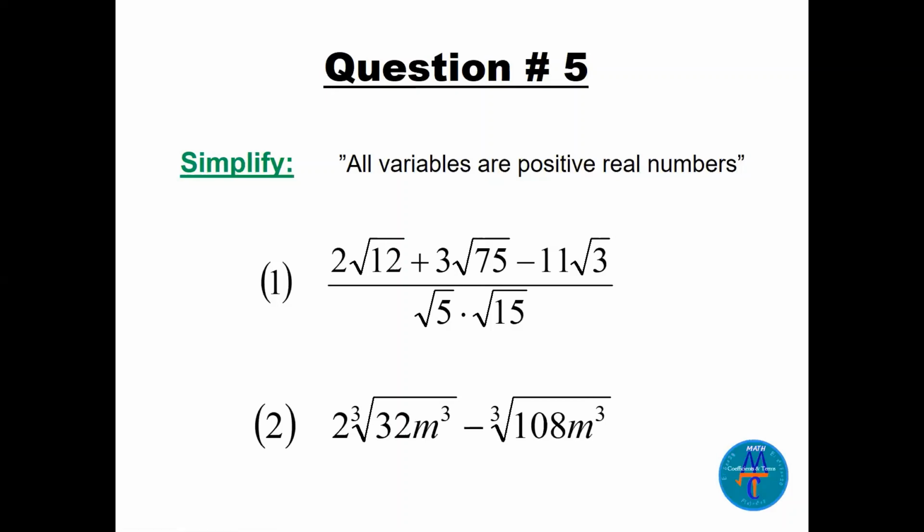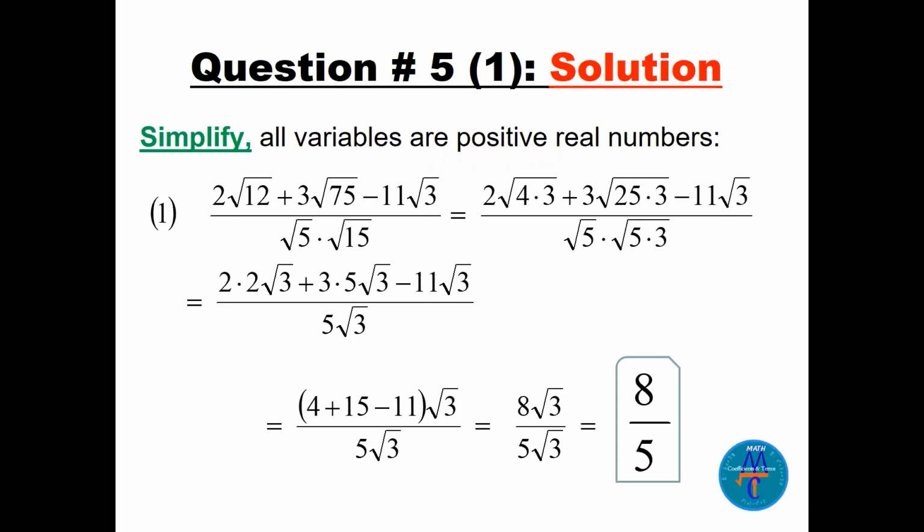Let's check. 8 over 5 is the answer for the first part of question number 5. 8 over 5. Let's see. I have to break down the numbers 12, 4 times 3. Because square root of 4 is 2. See this 2 out here. What's left inside square root of 3?